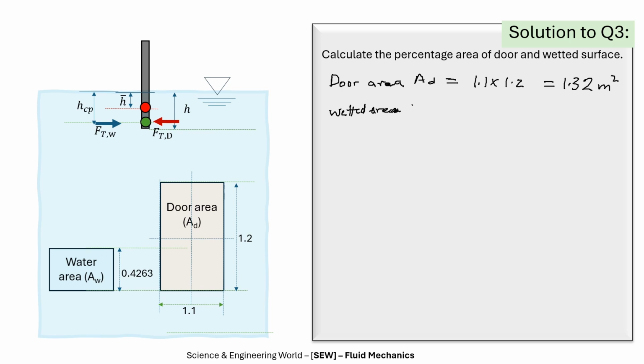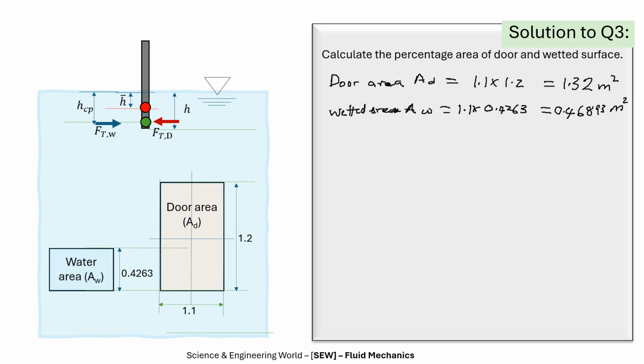The wetted area, A water, is 1.1 times 0.4263, and this gives us 0.46893 meters square.